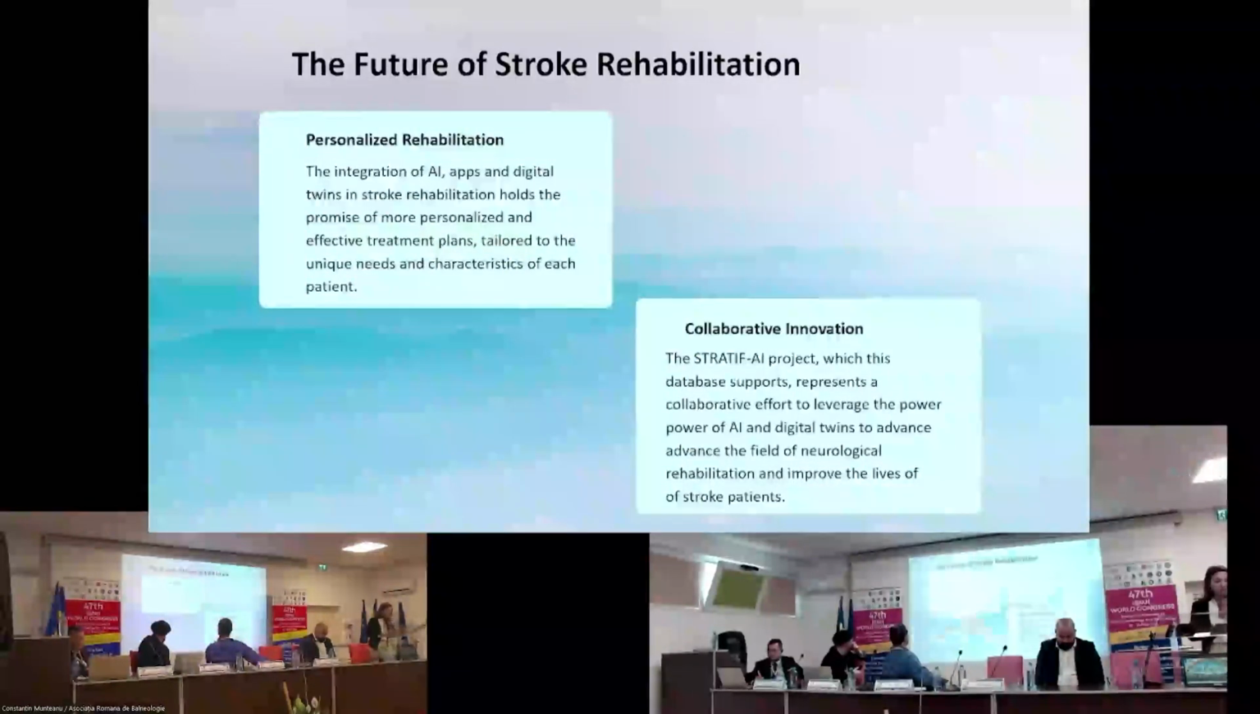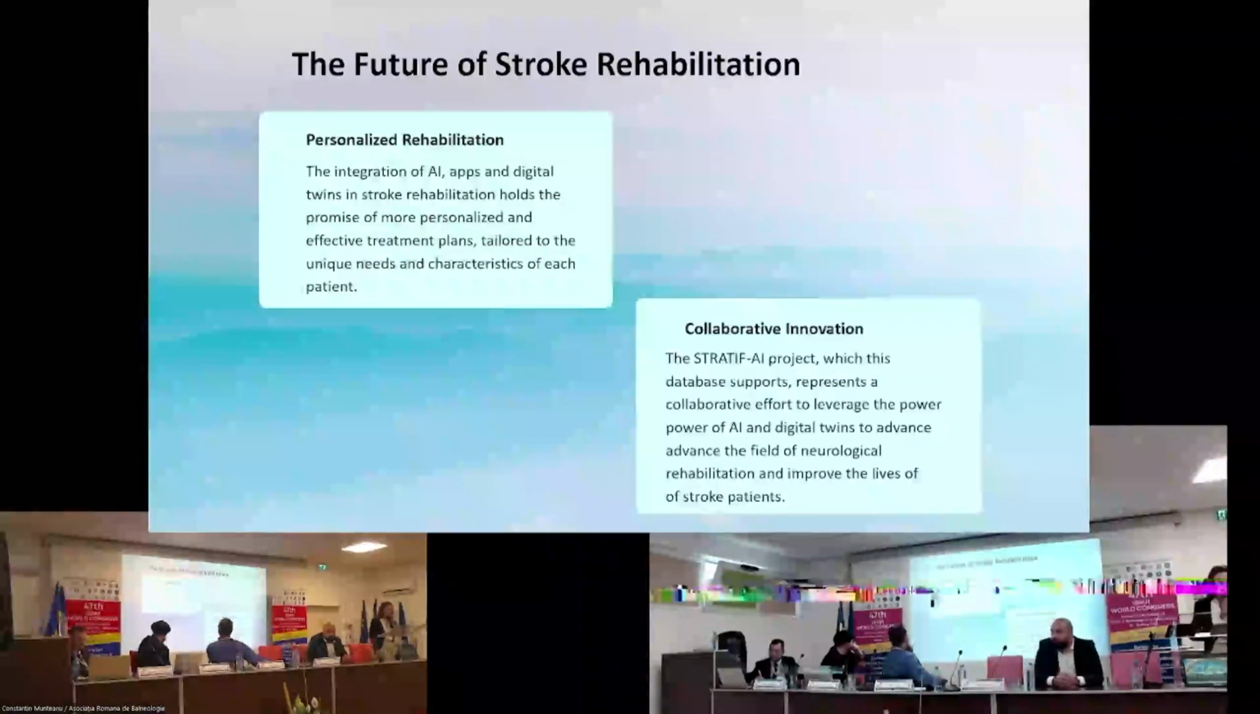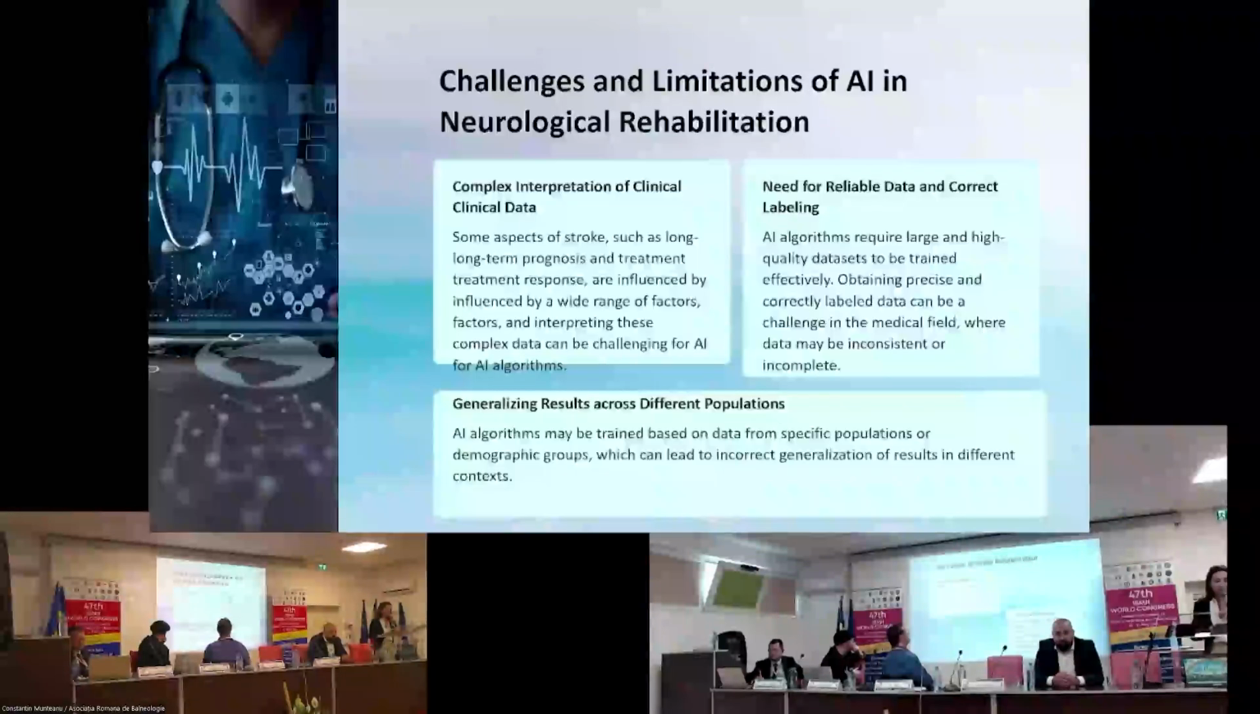And coming back to AI, the integration of AI apps and digital tools in stroke rehabilitation holds a promise of more personalized and effective treatment plans tailored to the needs and characteristics of each of those patients. The Stratify project, which this database I will talk about will support, represents a collaborative effort to leverage the power of AI and digital twins to advance the field of neurological rehabilitation.